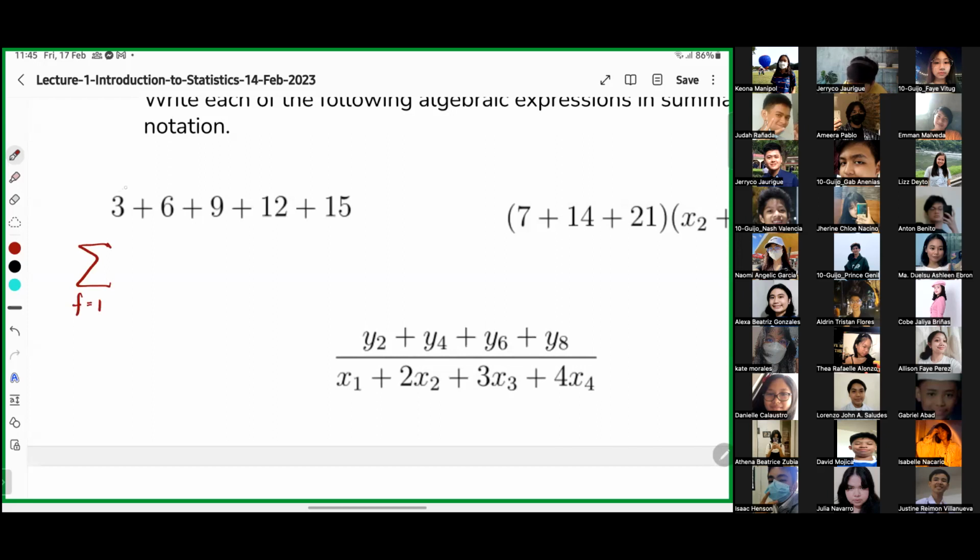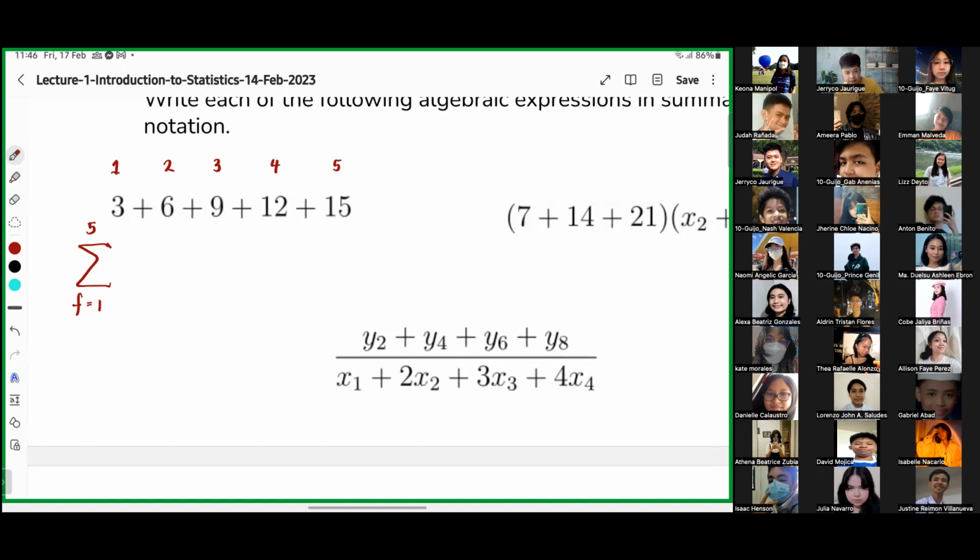So, pero pwede natin bilangin to. 1, 2, 3, 4, 5. So, hanggang 5. Problema natin, paano natin makukuha to? So, to help you, pag daw 1, nagiging 3. Pag daw 2, nagiging 6. Pag daw 3, nagiging 9. Pag 4, nagiging 12. Tapos pag 5, nagiging 15. So, what do you think will be our expression?